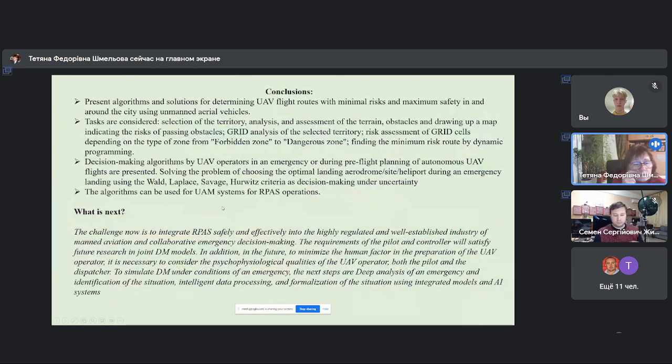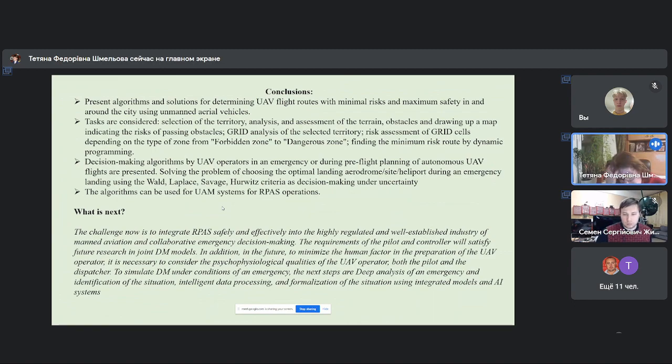And conclusion: an algorithm for estimation of terrain before flight, and decision making in emergency, and collaborative decision making, integrated models in decision making.